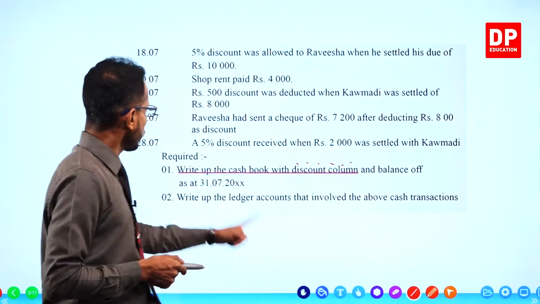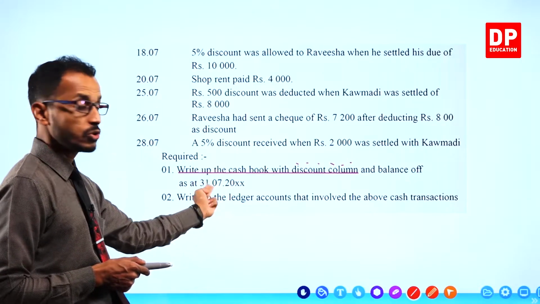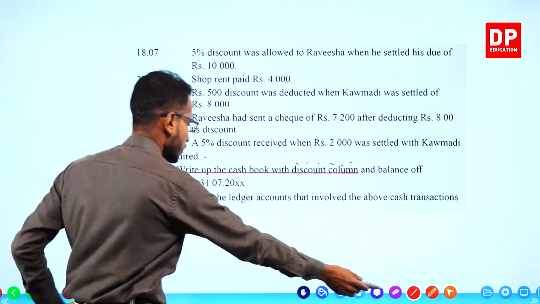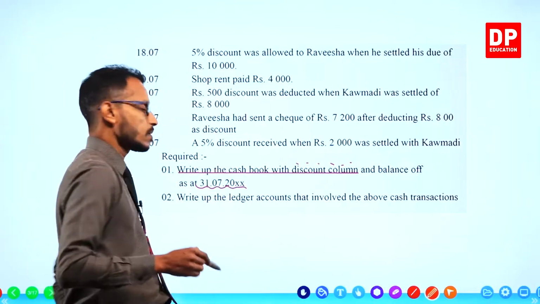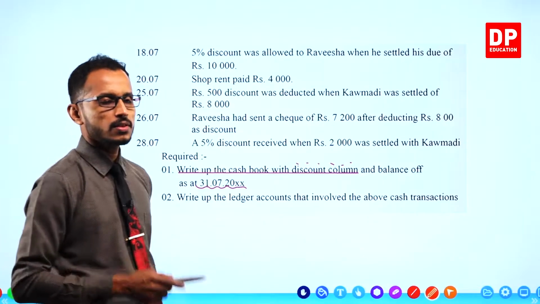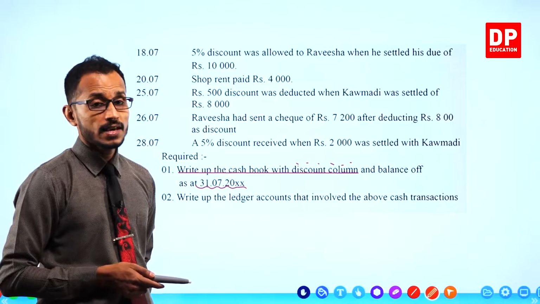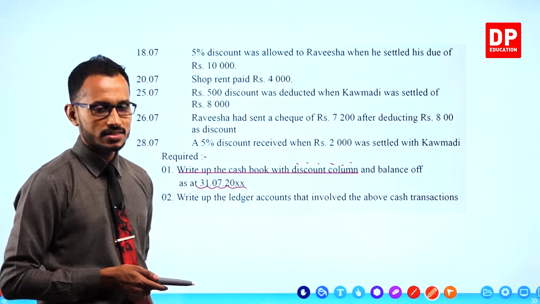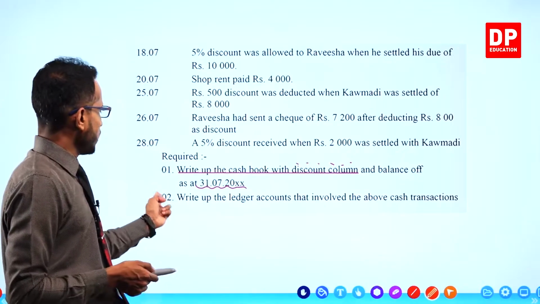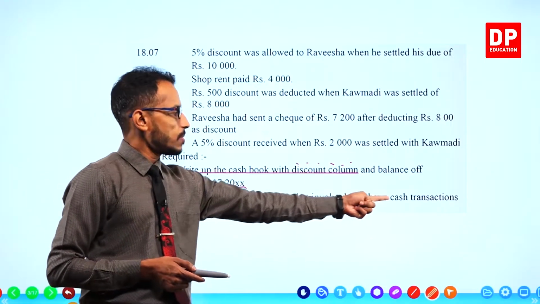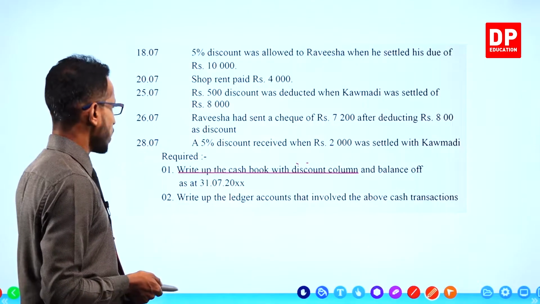And balance of the cash book as at 31st July, the end of the month. That is for a month. That means you have to record just a month's transactions, children. Then they say to write up the ledger accounts involved in the above cash transactions, which is the relevant ledger accounts.